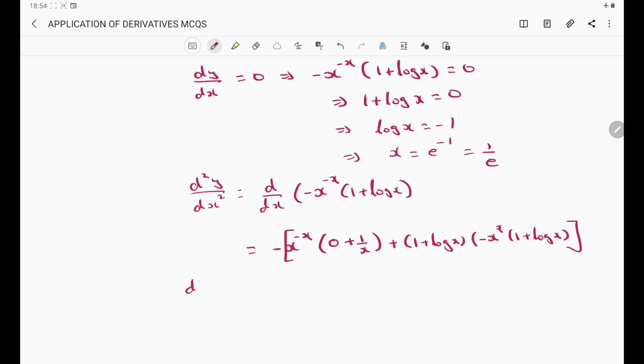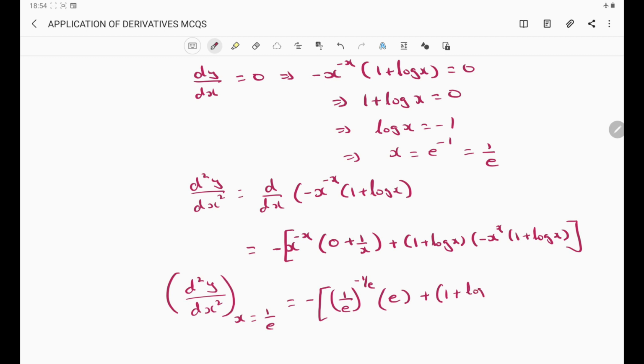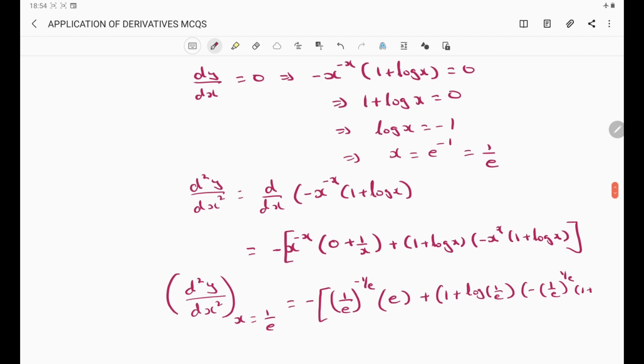Now we are finding out what is the value of the derivative at the critical point. So at x is equal to 1 by e, this will be minus of 1 by e to the power of minus 1 by e into 1 by x, which is e, plus 1 plus log of 1 by e into minus of 1 by e to the power of minus 1 by e into 1 plus log of 1 by e.